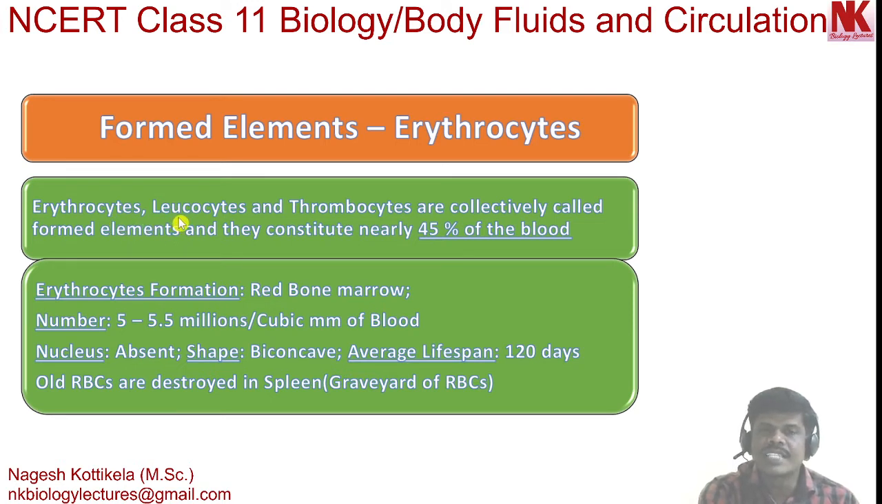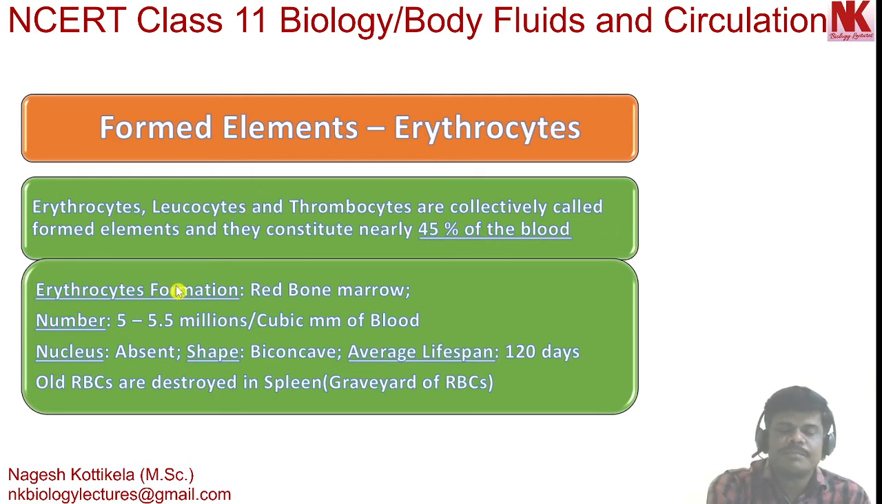Erythrocytes, leucocytes, and thrombocytes are collectively called formed elements. Erythrocytes are RBCs, leucocytes are WBCs, thrombocytes are platelets. So these three different types of blood corpuscles are collectively called formed elements, and they constitute 45% of the blood. Let's discuss in detail about erythrocytes, the RBCs.